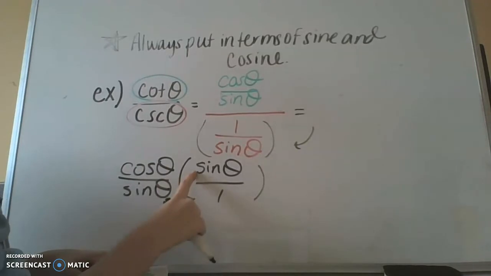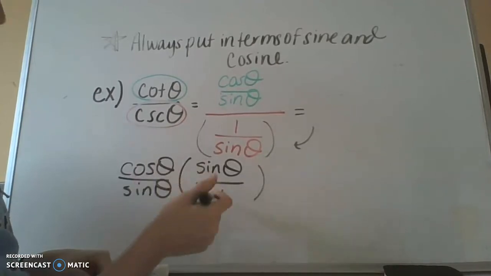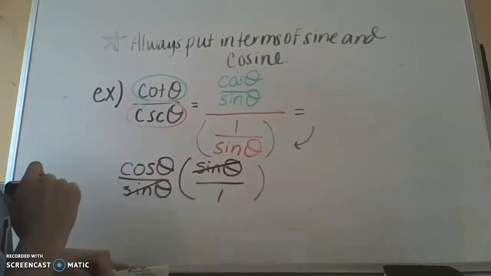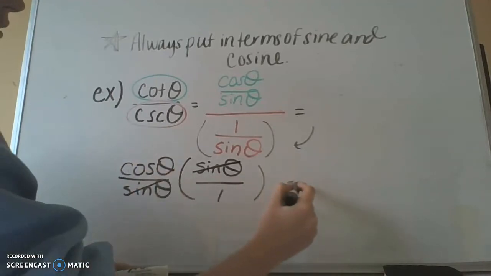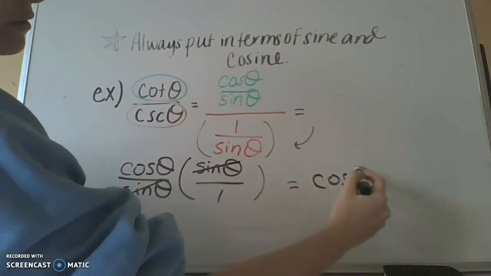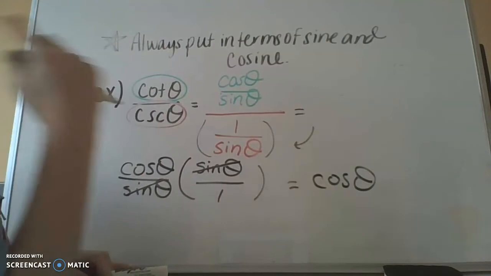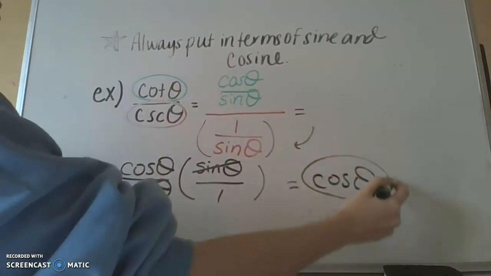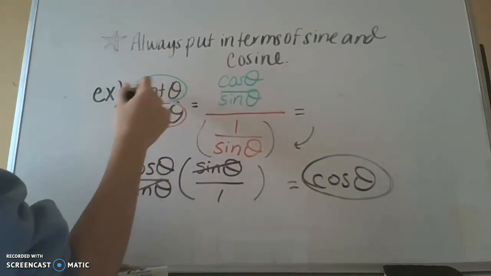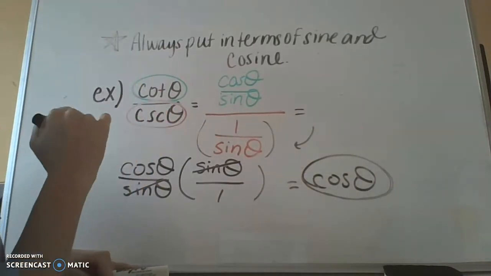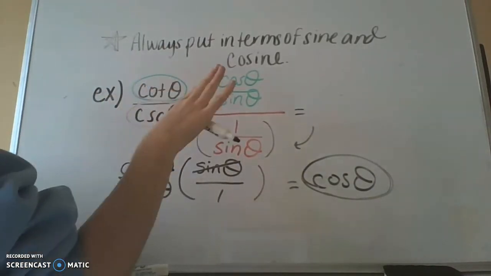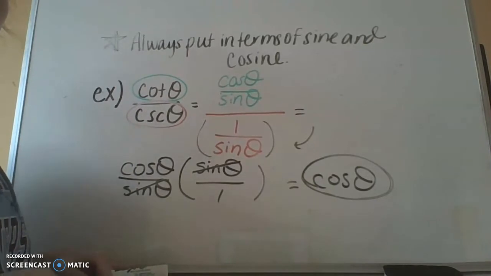What happens when I have a sine on top and bottom? What do you guys think I can do? Well, you always tell me if I have the same thing on top and bottom, I can just cancel. So what am I left with? Just cosine of theta over 1, or cosine of theta. So this whole thing just simplified: cotangent theta over cosecant theta. I only used identities. I didn't just make these things up. They came from the sheet.